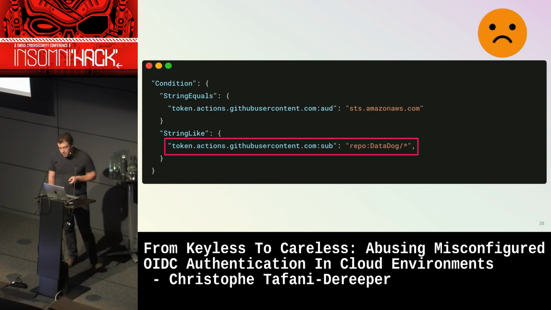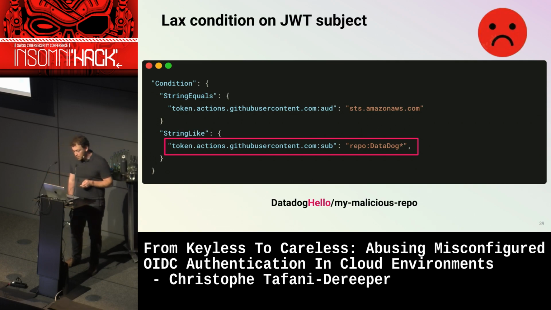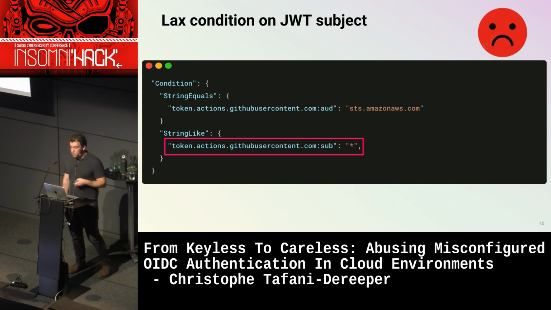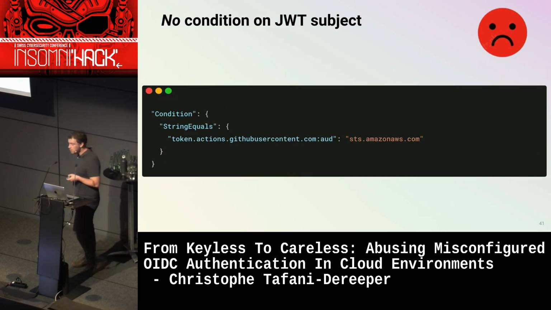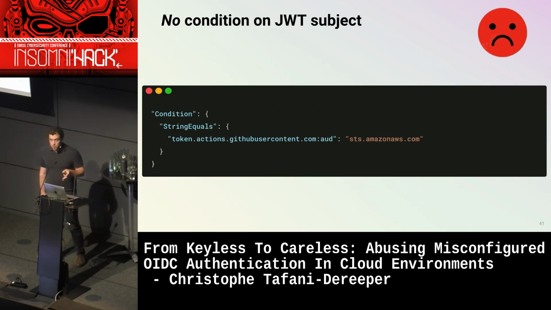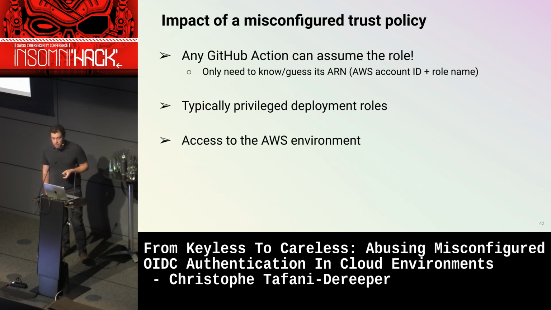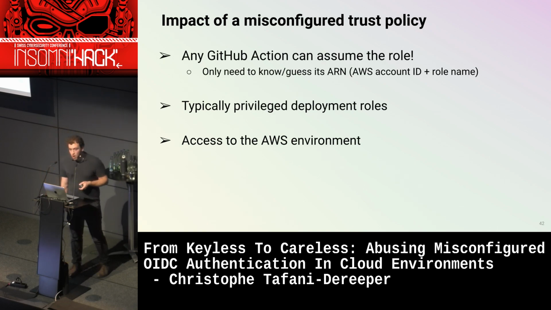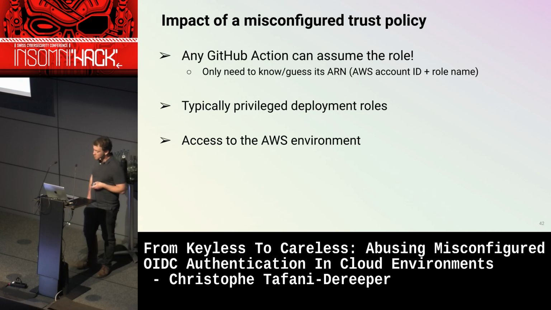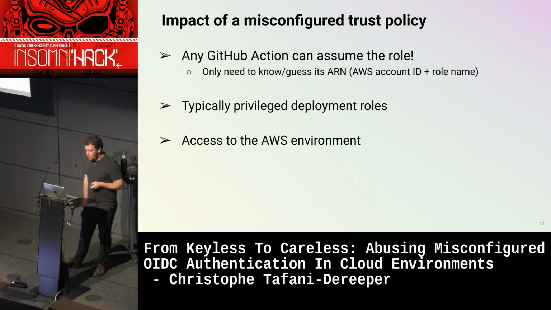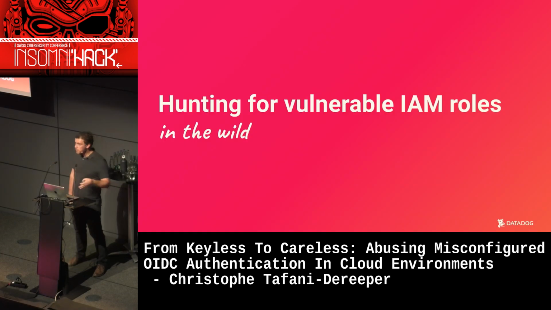And if you do the mistake of forgetting this slash, things go bad because anyone can create a repo that is named with your prefix and assume your role. Similarly, if you just use a star or if you just omit the condition, it means that any GitHub action in the world that anybody creates can assume this role and get some credentials in the AWS account, which is typically bad because these roles are typically privileged, right? We all have this CI/CD role that is privileged and that you don't really know how to strip the permissions off. So how can we hunt for these at scale?